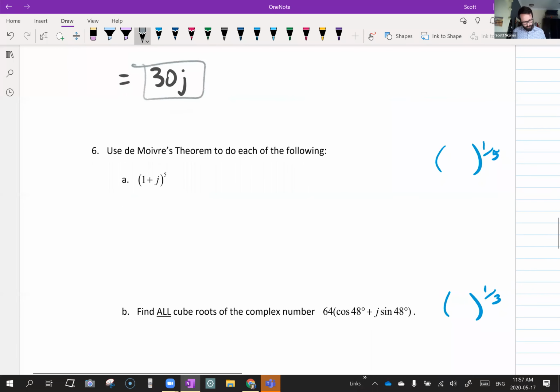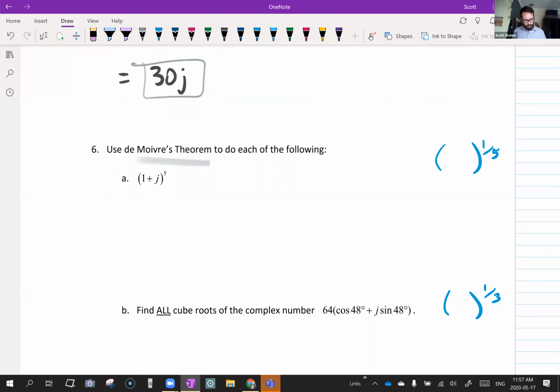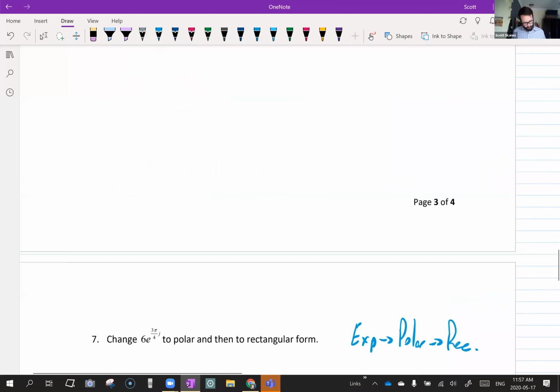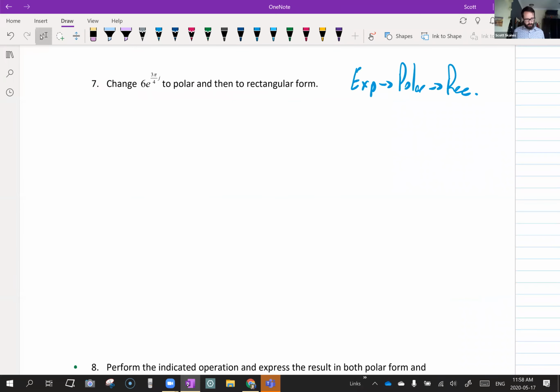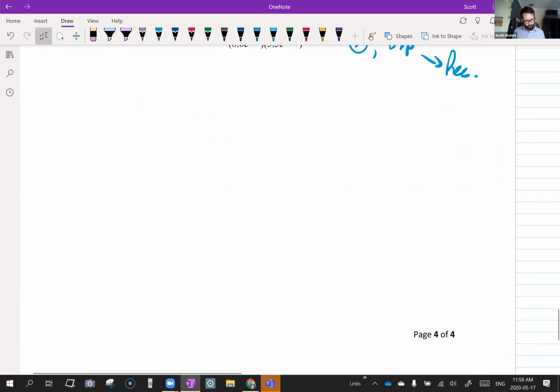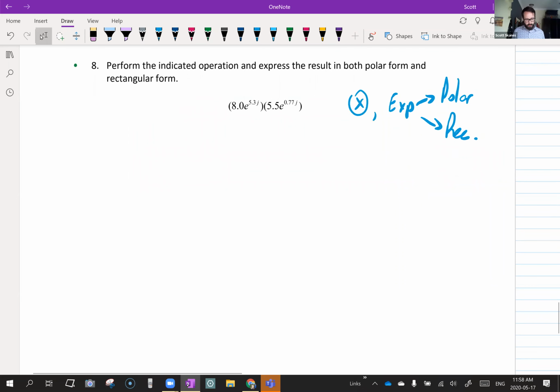Okay. De Moivre's theorem, again, we did for assignment 1. I'm not going to review that. Change to polar and then rectangular form. We already did that. Multiply and then change the form. We did multiplication and we did change the form, but I'll just quickly show you.